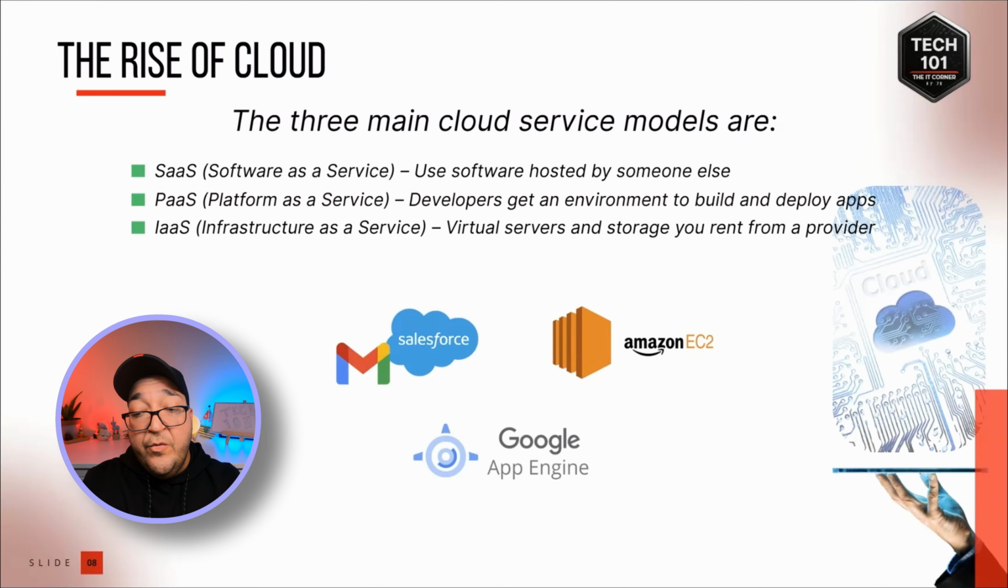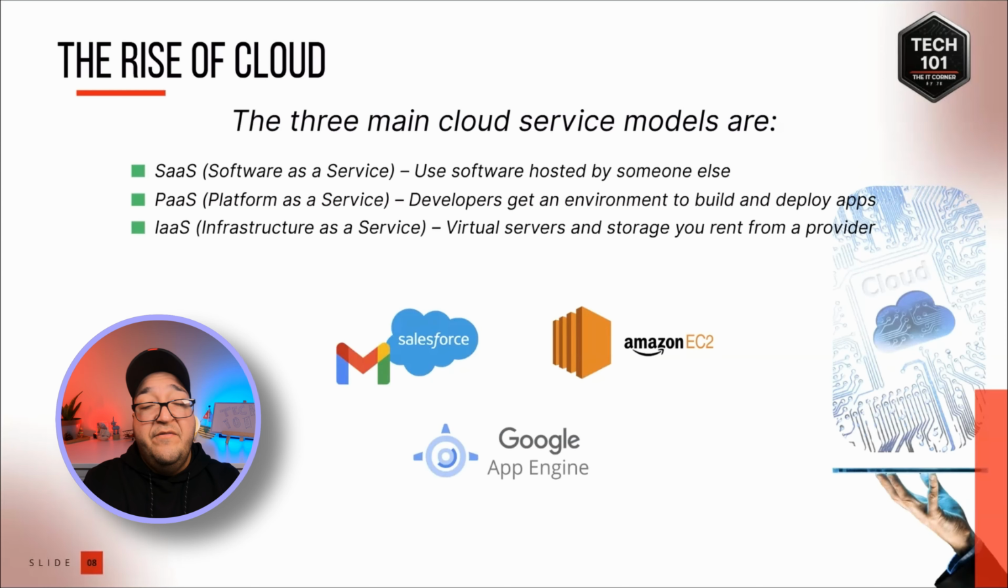So there are 3 main cloud service models out there. We got SaaS, or software as a service, and it's just using software hosted by someone else. You got PaaS, platform as a service. Developers use this to get an environment where they can build and deploy apps. You got infrastructure as a service. They're virtual servers and storage that you can rent from a provider like AWS or Azure.